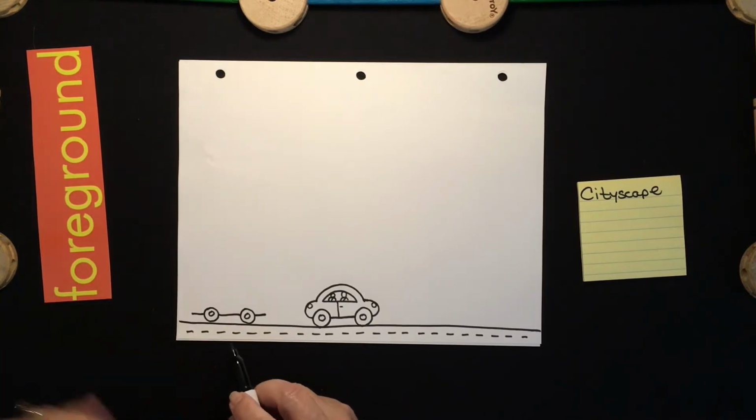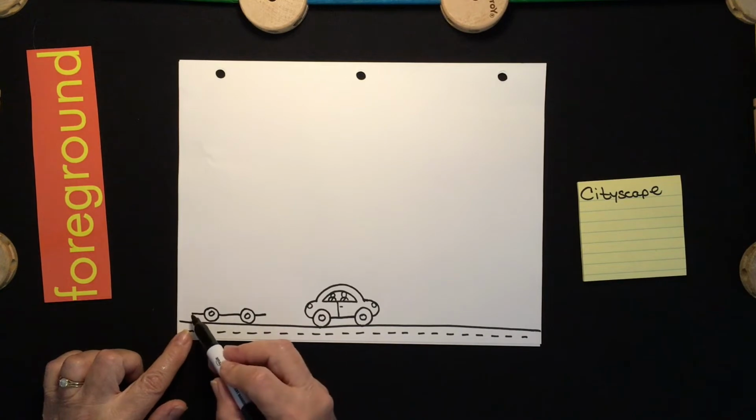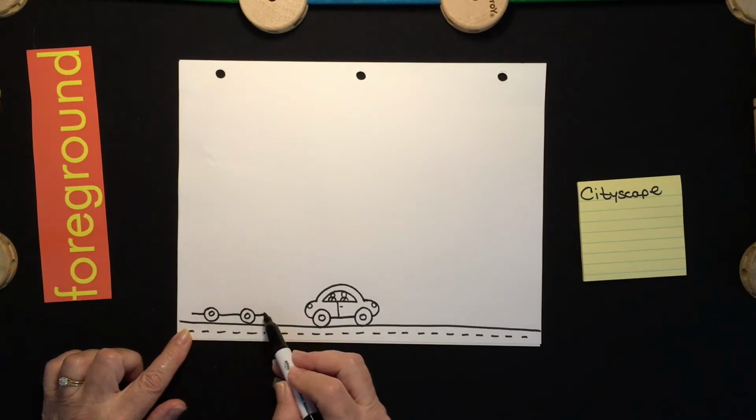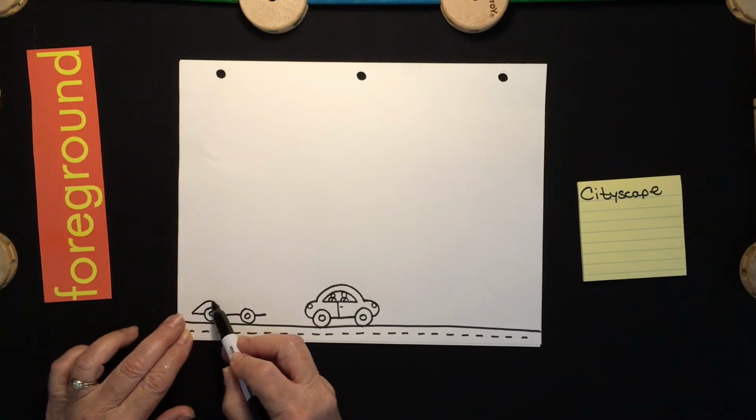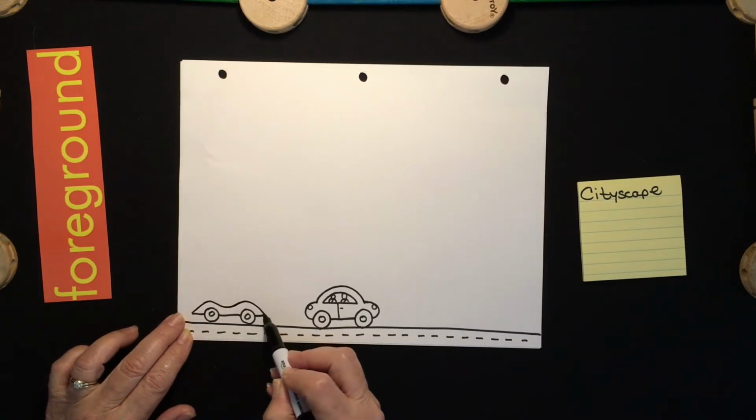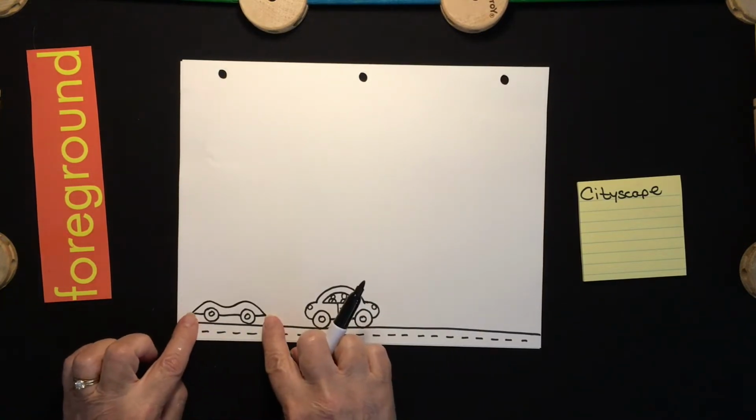Next step, I want you to think of a roller coaster. I'm going to go starting at the end of this line, going up and down and up and down. Here we go. Up and down and up and down. Notice it's somewhat pointed right here and here.